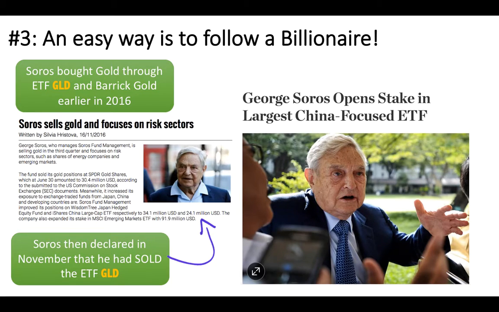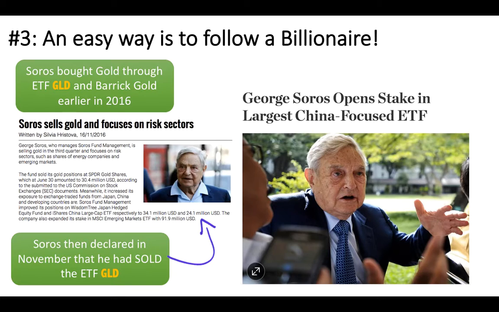Number three, just follow a billionaire. If you Google Soros and gold, you're going to see a lot of news on what Soros is doing with gold. Early in 2016, Soros bought gold through the exchange traded fund GLD, and he also bought a lot of shares of Barrick Gold. But in November, he started selling his gold holdings. But he kept some shares of Barrick Gold.